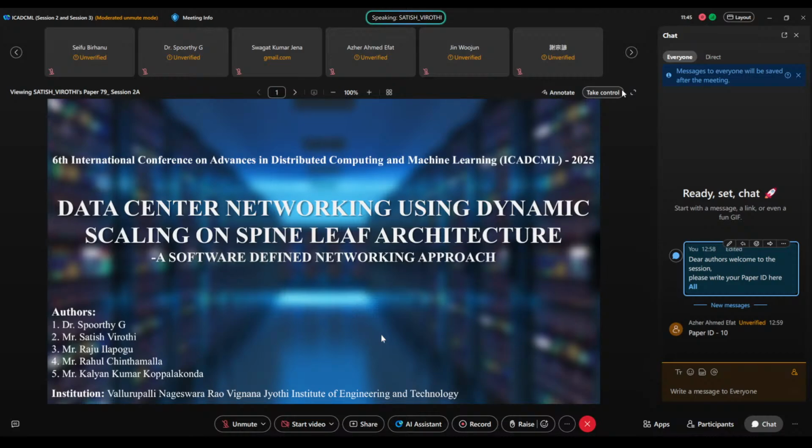Additionally, we provide performance metrics to evaluate the effectiveness of this approach, focusing on key parameters such as throughput, latency, fault tolerance, and energy consumption. These metrics are critical for designing a network that is not only high performing, but also scalable and resilient. Our proposed solution ensures that data center networks can handle increased demand without compromising on performance or resource efficiency.